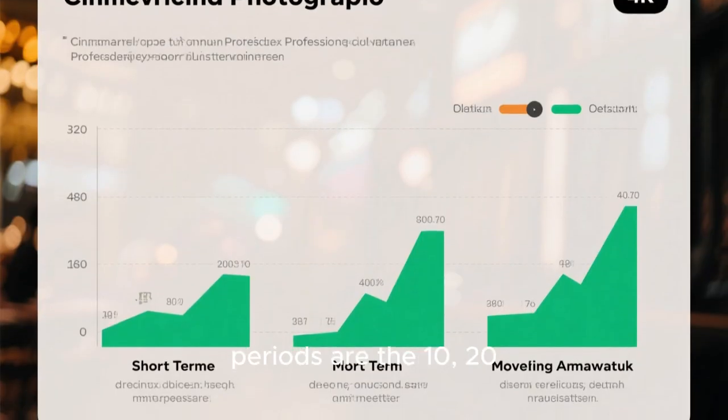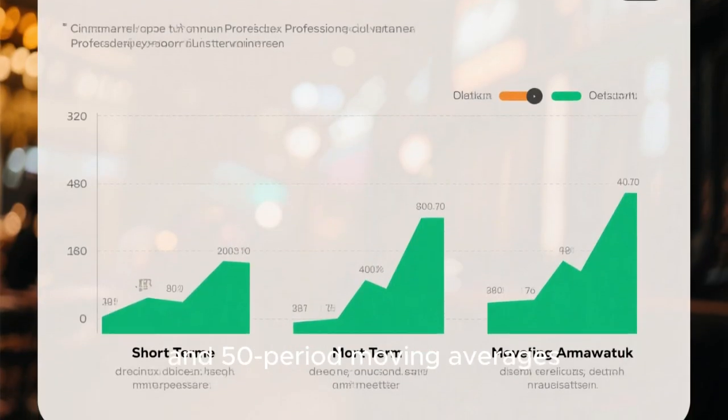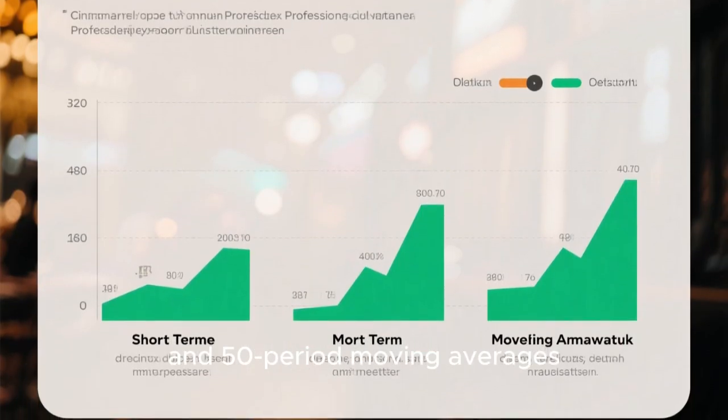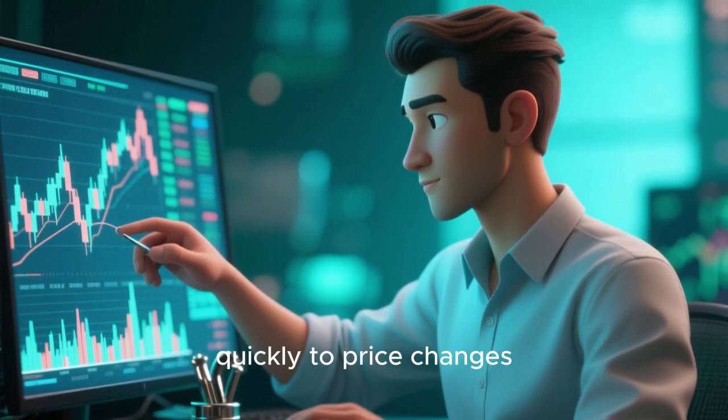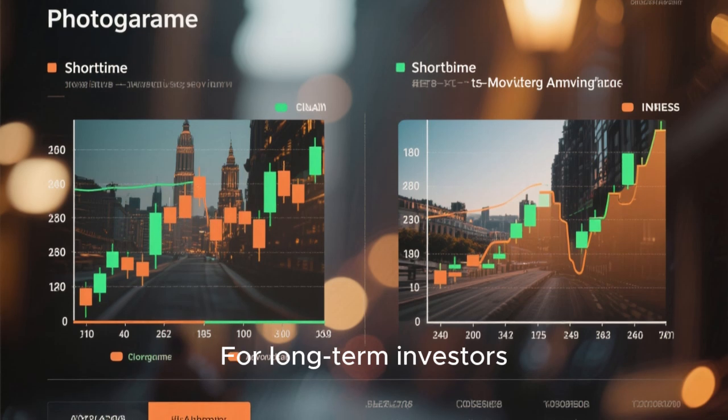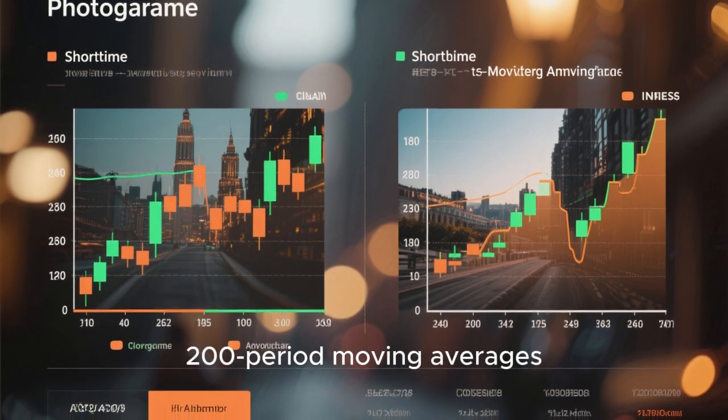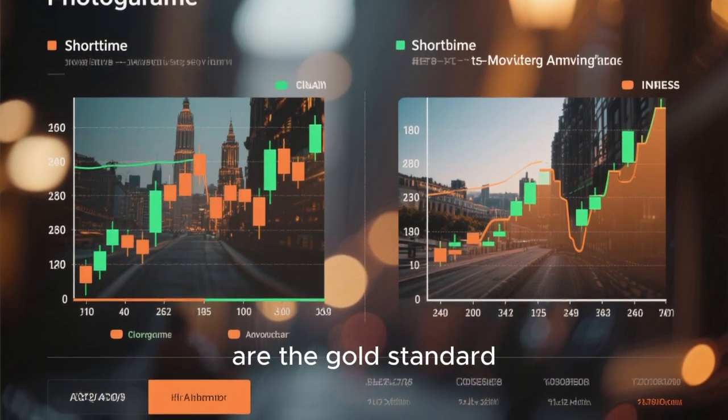Let's discuss choosing the right period length, because this is crucial. Common short-term periods are the 10, 20, and 50-period moving averages. These are great for swing traders, as they react quickly to price changes. For long-term investors, the 100 and 200-period moving averages are the gold standard.